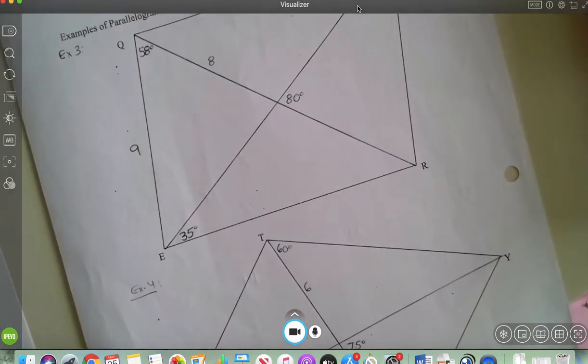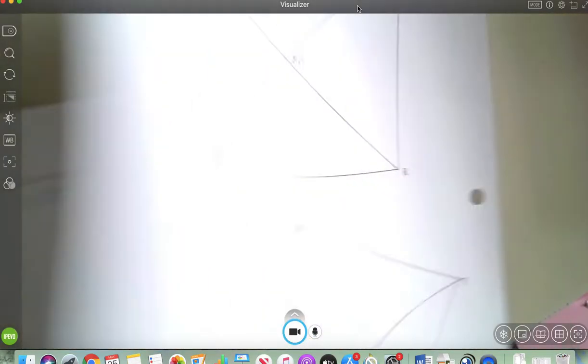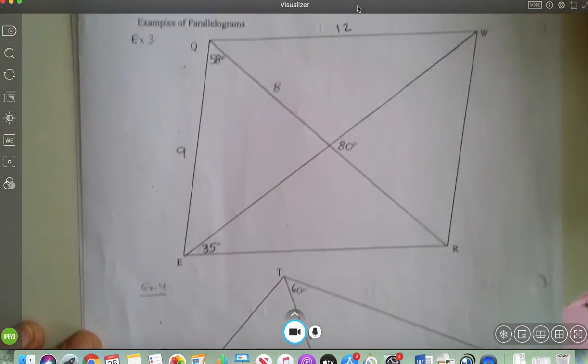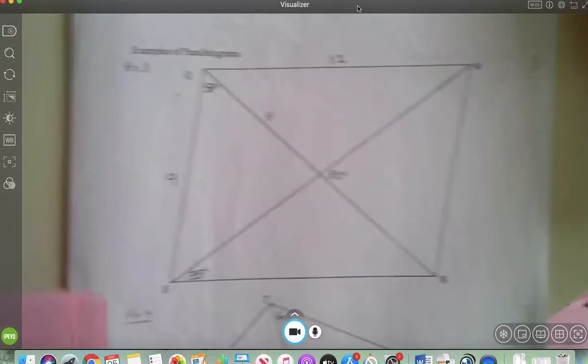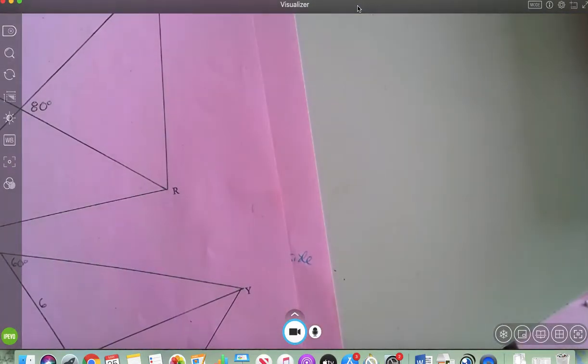Okay. If we're looking at example 3 here. Oops, sorry, let me just switch gears here. I'm going to switch. I wrote on my originals by accident. So I'll go back here.